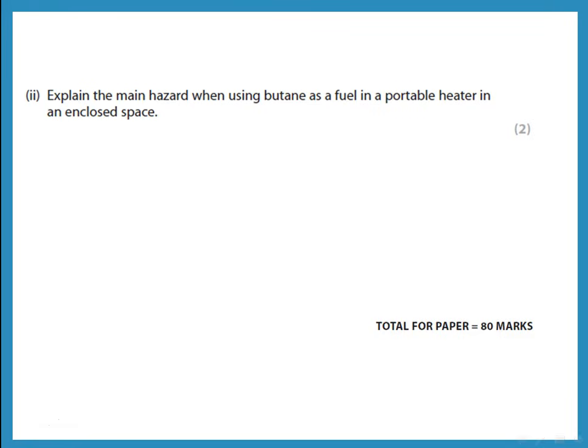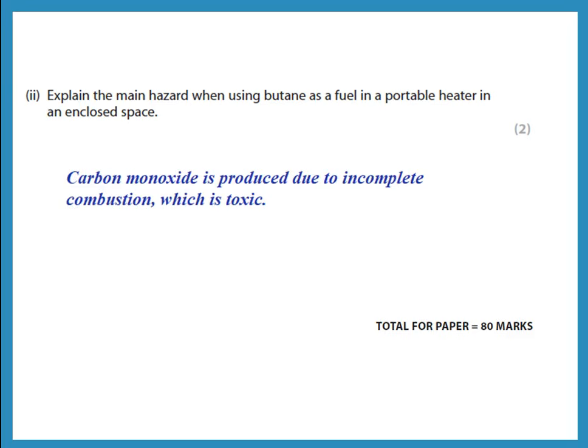Okay, last question. Explain the main hazard when using butane as a fuel in a portable heater in an enclosed space. Remember, enclosed space means lack of oxygen, and that means incomplete combustion, and that means carbon monoxide is produced, and the hazard with that is that it is toxic.